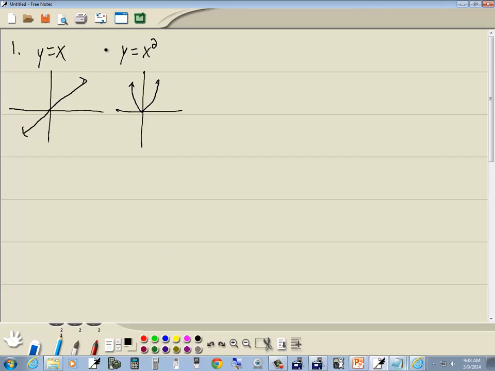Our next one, that was the second one. Our next one, we want y equal to x to the third. Now I don't care what y equals x to the third looks like. I'm looking at how you handle it when you have any number up there in your exponent: 4, 5, 6, 20, 310, and so forth.